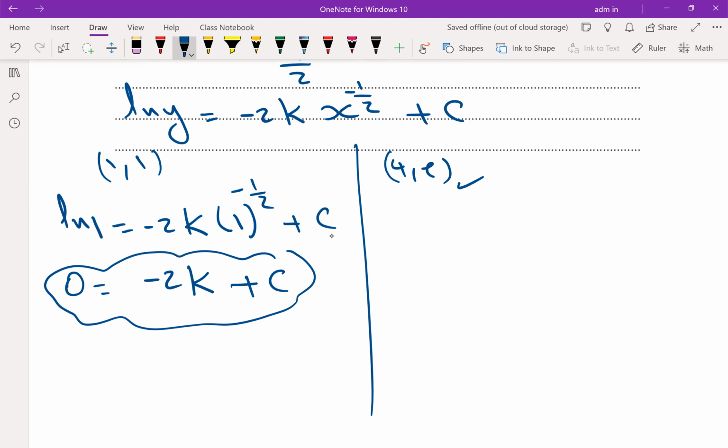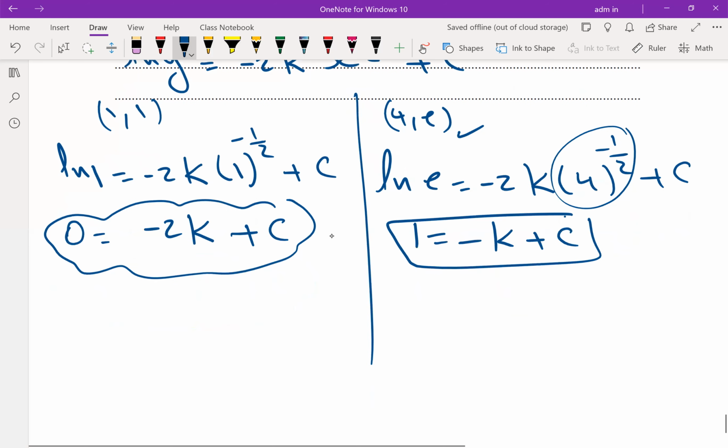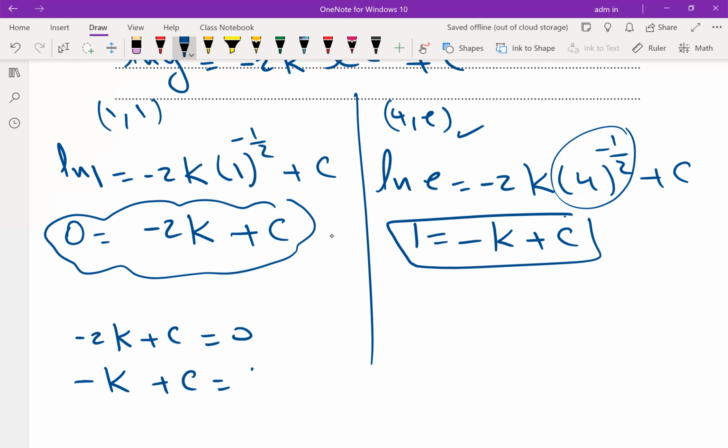Now substitute the point (4, e). ln e equals minus 2k times 4 to the power of negative half plus c. ln e is 1. 4 to the power of negative half is 1 over 4 to the power of half, which is 1 over 2, so the 2 cancels. The answer is negative k plus c equals 1. By solving these two equations simultaneously, if we rearrange: negative 2k plus c equals 0, and minus k plus c is equal to 1.